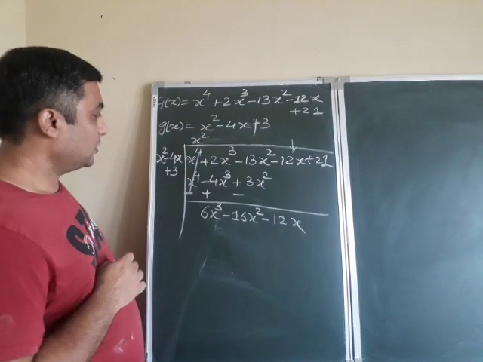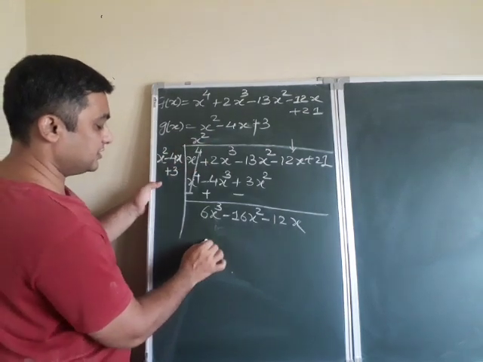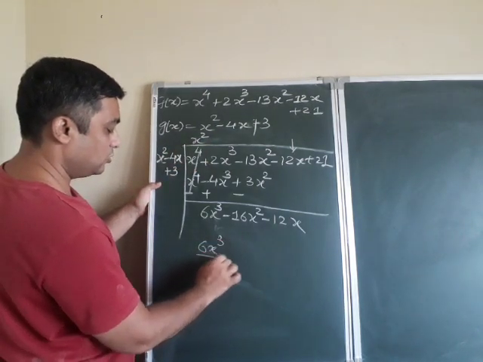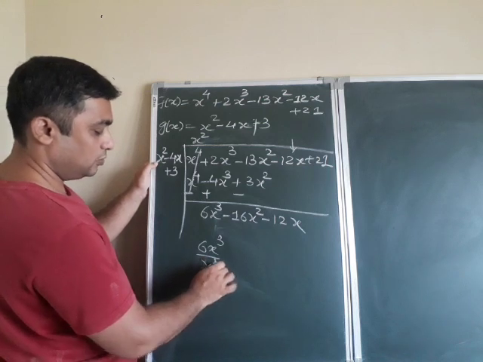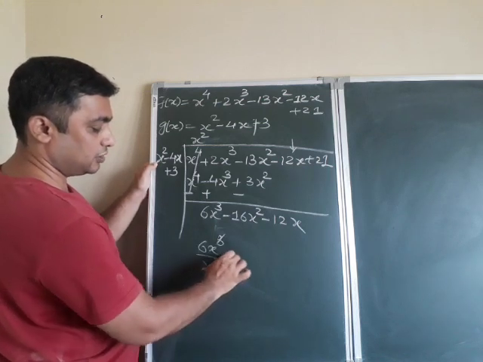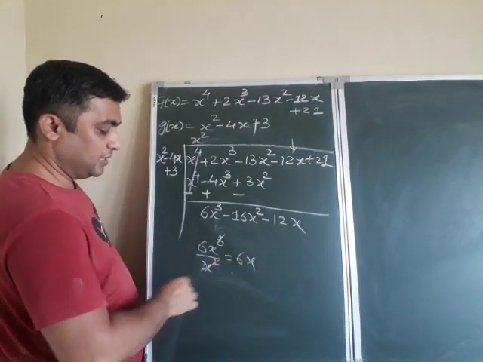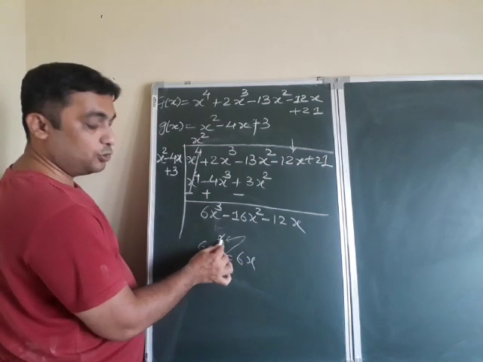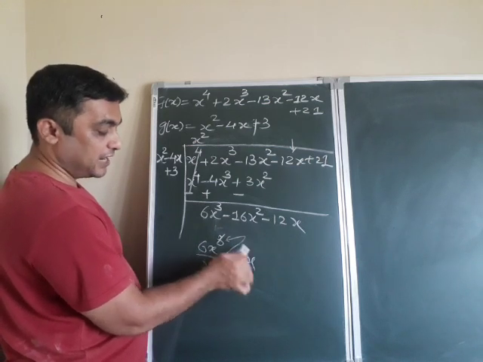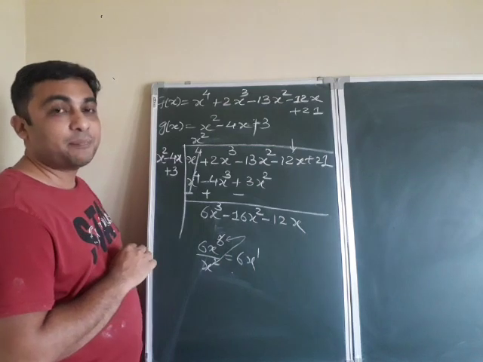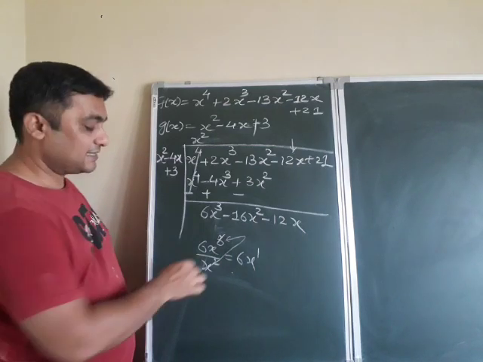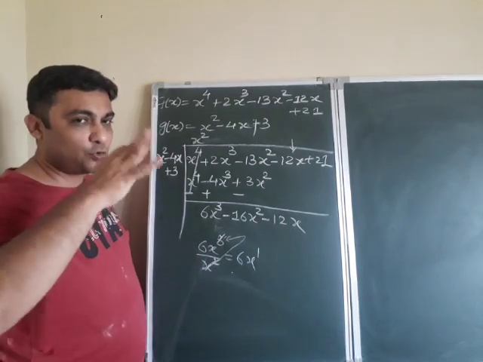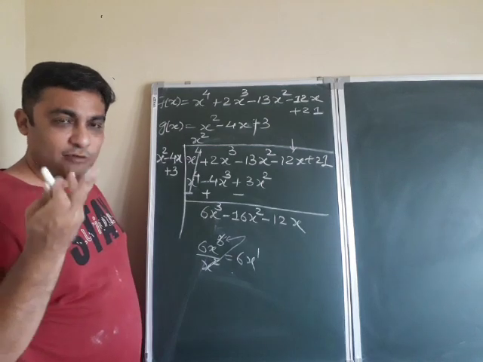Now here insert the number. So this is 6x cube upon x square. Fine. So x square is cancelled. So which one is left? 6x. Actually this plus 2 comes in the numerator, so it's a minus 2. So 3 minus 2 means 1. It happens with exponential functions. In mathematics we don't have such cancelling rules.